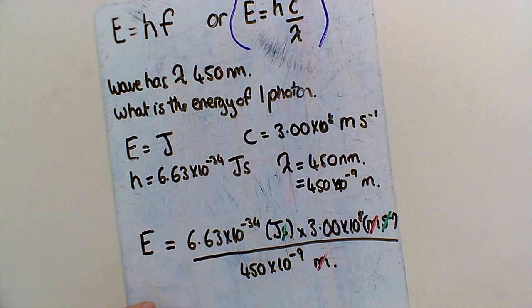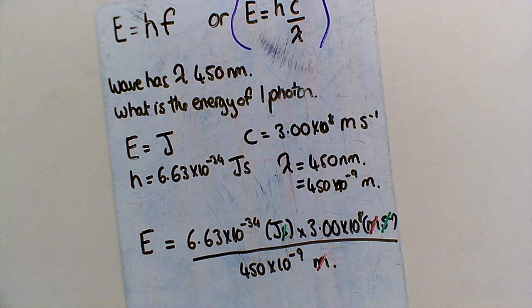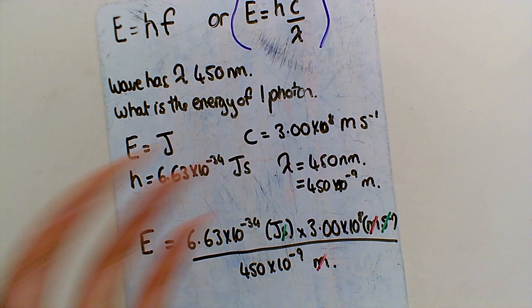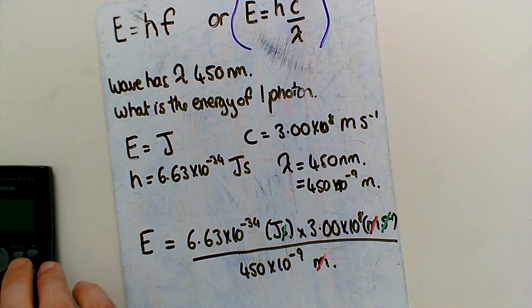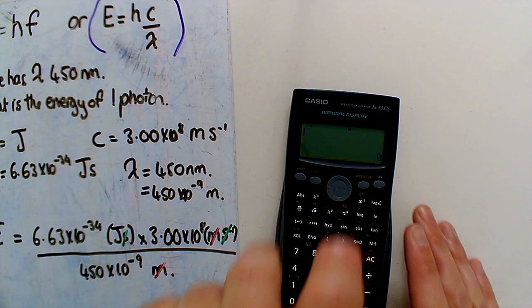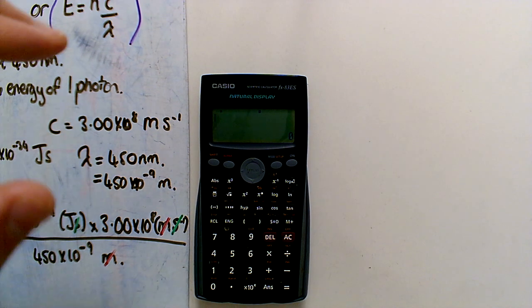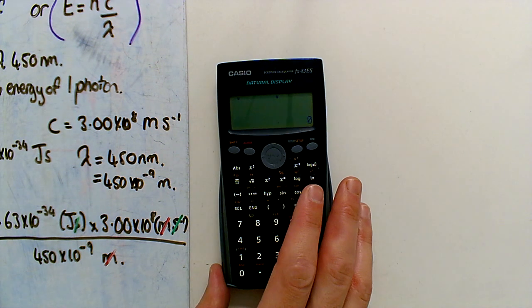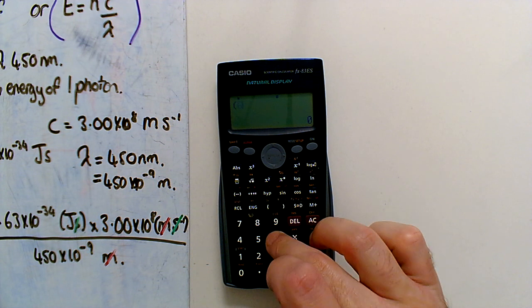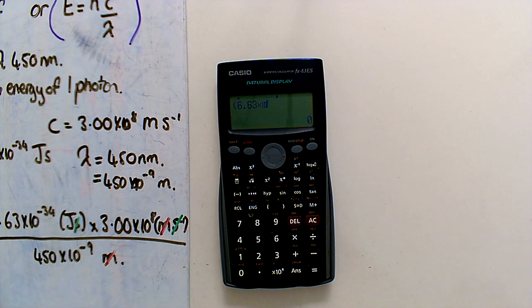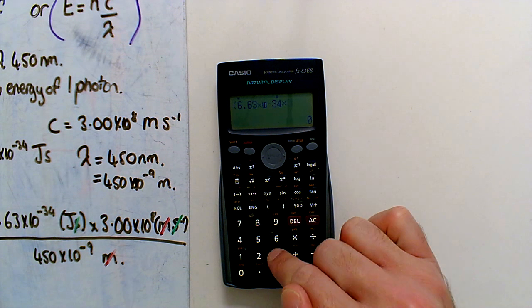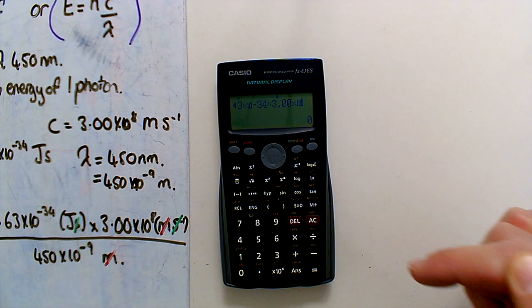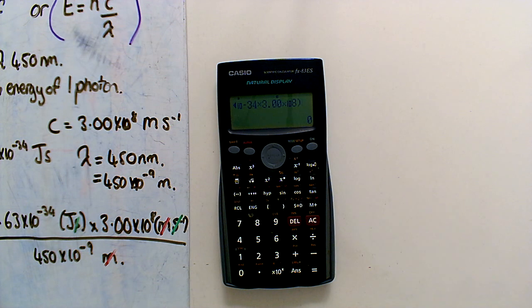So the seconds cancel out, and that leaves me with joules, which is the right unit for energy, so I'm good. So all I need to do now is multiply out this equation. So using my calculator, what I would do is 6.63 times 10 to the minus 34 multiplied by 3.00 times 10 to the 8.